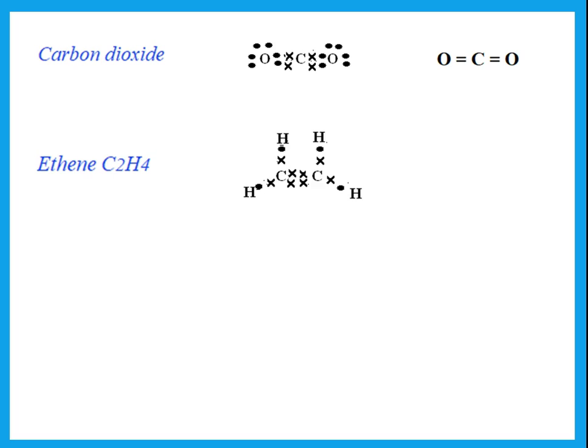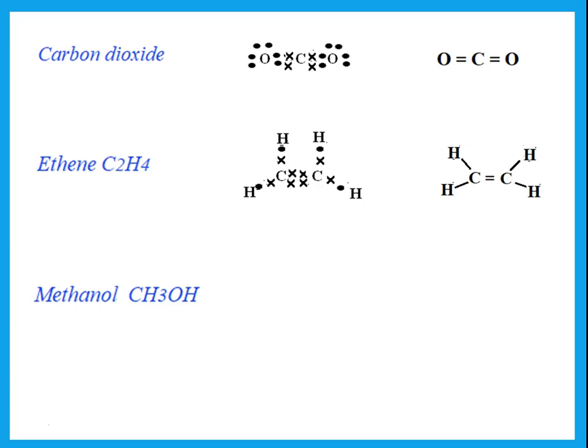Ethene. Ethene is 2 carbons with a double bond and hydrogens. Now, it is C2H4. So C2H4, each carbon needs 4 electrons. It's going to take 2 from the hydrogens. That means it needs to take 2 more from the neighboring carbon. And that means that I have a double covalent bond between the 2 carbons and single covalent bonds between the carbons and the hydrogens.